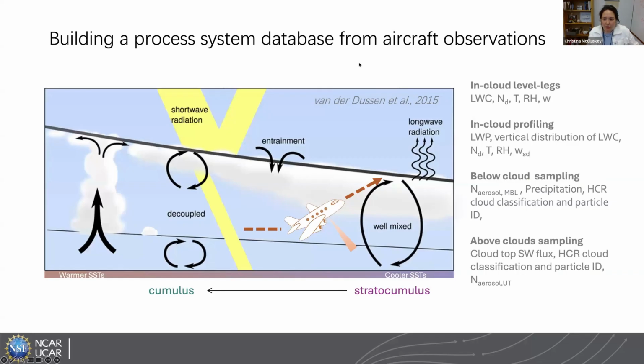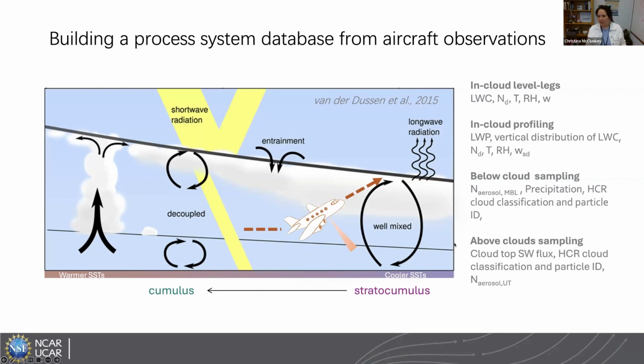So that's what we're aiming to pull together to build that process system database. The idea here, for this more simplified cloud type, is that we have this well-mixed boundary layer where we have our stratocumulus clouds. We have some entrainment as this transitions to this decoupled cumulus cloud type, and we have aircraft observations that probe this system in different places at different times. What Ryan's working on is developing ways of sampling within that field campaign, different types of sampling maneuvers. For example, below cloud sampling is needed for getting precipitation or the marine boundary layer aerosol concentrations and composition. So these different sampling maneuvers have to be organized.